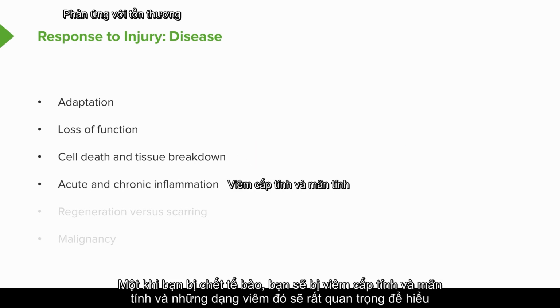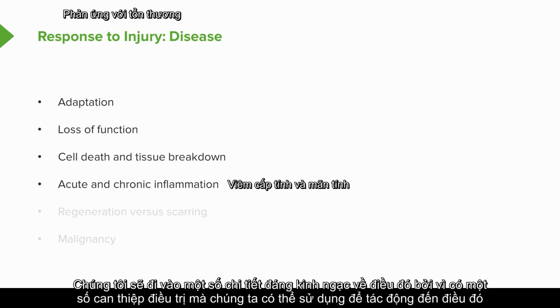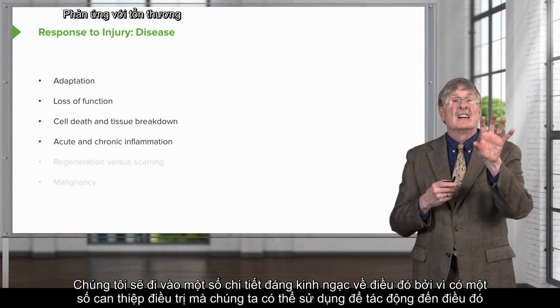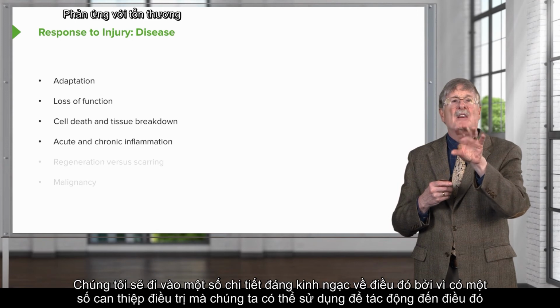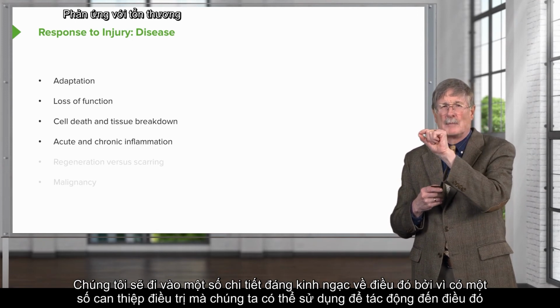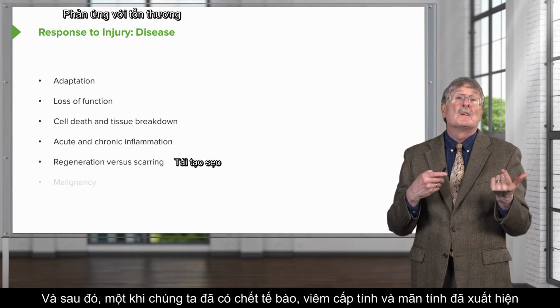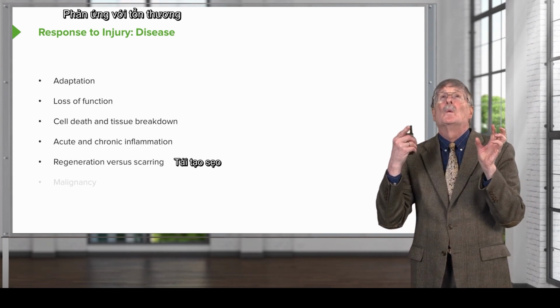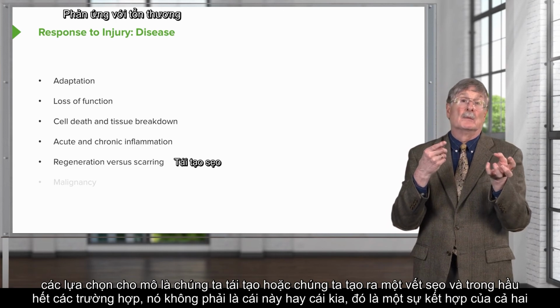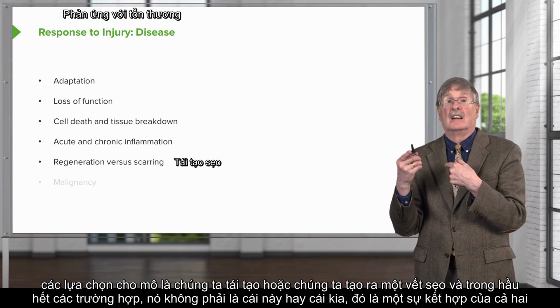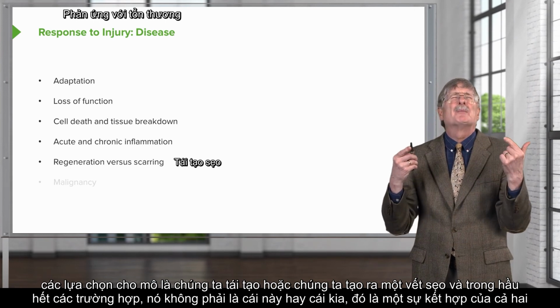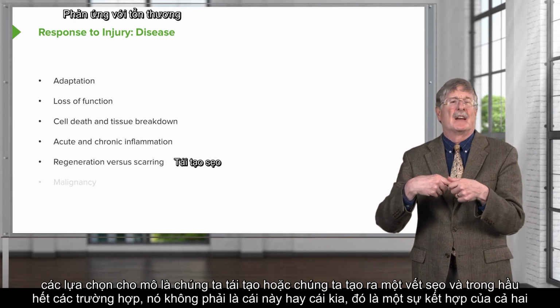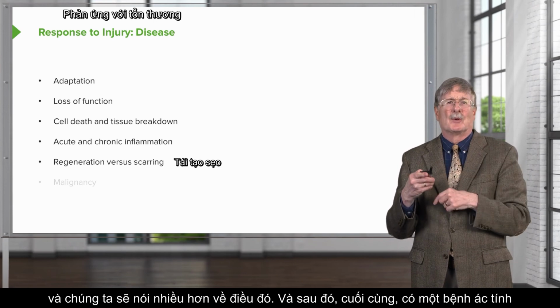Once you have cell death, you'll have acute and chronic inflammation. And those forms of inflammation are going to be very important to understand. We'll get into some incredible detail about that because there are a number of therapeutic interventions that we can use to impact that. And then once we've had cell death and acute and chronic inflammation have come in, the options for the tissue are that we regenerate or we make a scar. And in most cases, it's neither one or the other, it's some combination of both. And we'll talk much more about that.